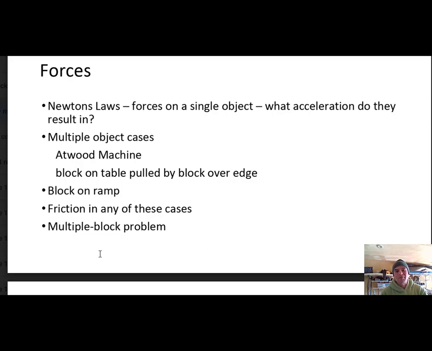And the multiple block problem is the 3-block problem that we discussed as well. And then you can also figure out the acceleration of an object on the ramp when friction is acting on the object. And I gave you an equation for that where a is equal to not just g sine theta, but g sine theta minus mu k times g cos theta. That is the acceleration when you have kinetic friction acting on the block as well as gravity as it's sliding down the ramp.